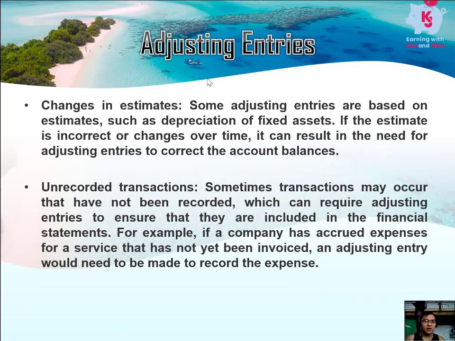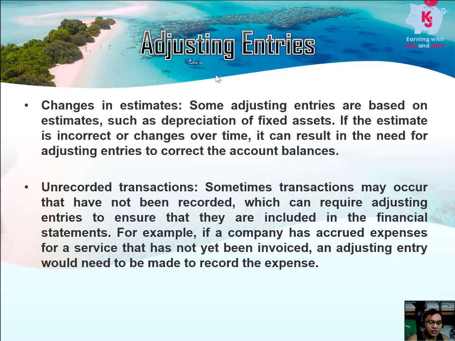Changes in estimates. Some adjusting entries are based on estimates such as depreciation of fixed assets. If the estimate is incorrect or changes over time, it can result in the need for adjusting entries to correct the account balance. So dito po yung mga tine-record natin yung mga accumulated depreciation expense, tapos yung mga uncollectible accounts, doubtful accounts, bad debts, gano'n. Parang kasama po sila sa mga adjusting entries na kailangang i-correct sa end of the accounting period.